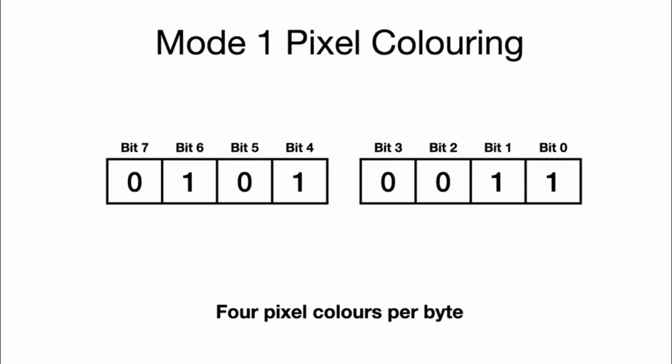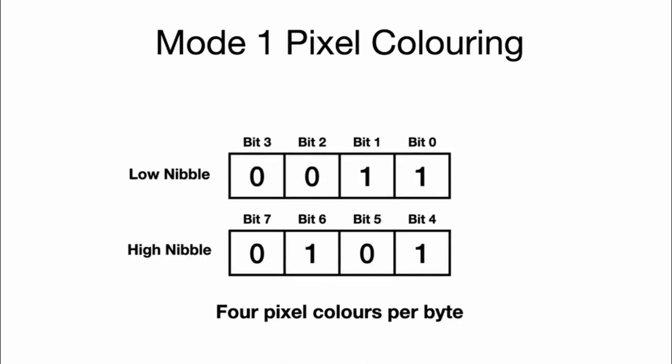Let's have a look at mode 1 pixel coloring in detail. There are 80 bytes across the screen, and each byte in mode 1 contains 4 pixels. So how do we get the 4 pixels from 8 bits? An easier way to look at it is by putting the bits on top of each other. You have the low nibble and the high nibble. The combination of bit 3 and bit 7 will set that particular ink color.